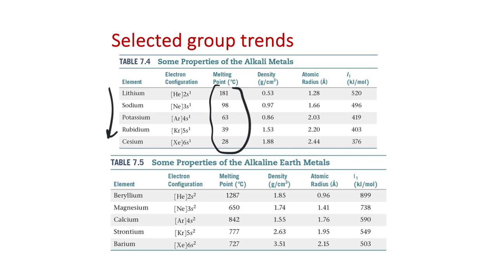If I had asked you to predict if cesium or lithium would have the higher melting point, I bet you would have predicted cesium, just because cesium's bigger. We have this idea sometimes that atoms or things that are bigger have higher boiling points and higher melting points. But as you can see here, the melting point of cesium is actually just above room temperature.